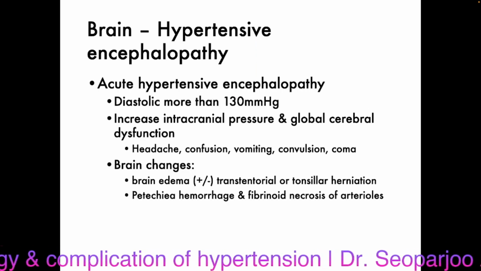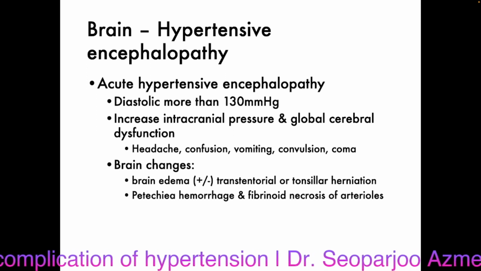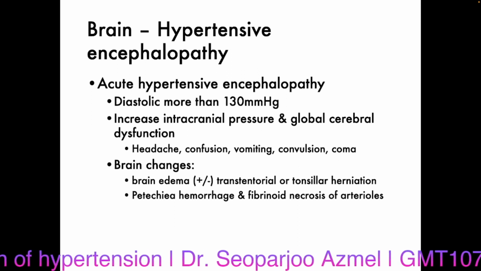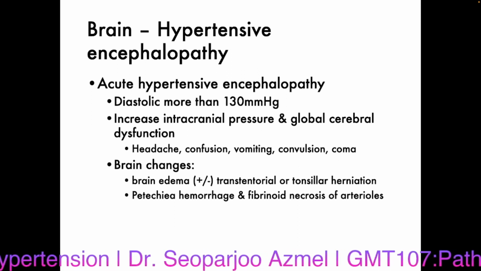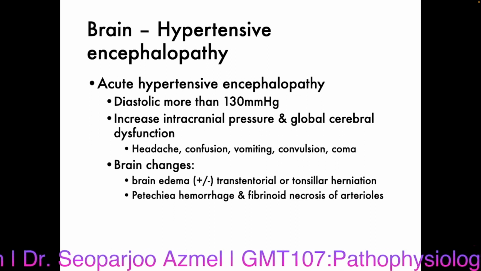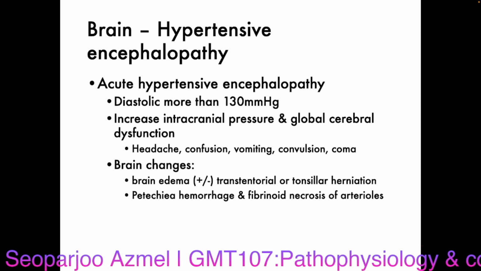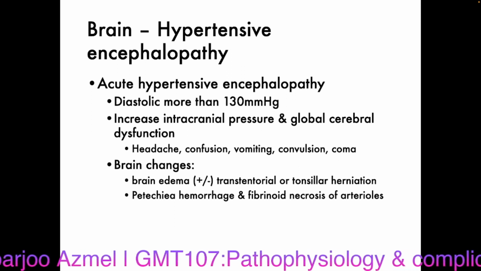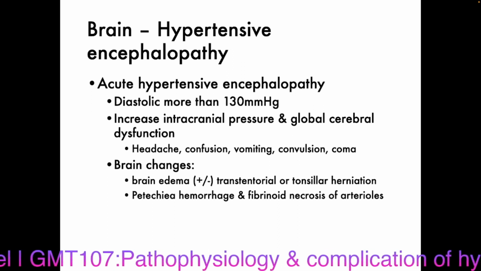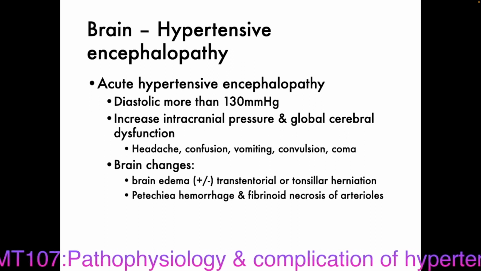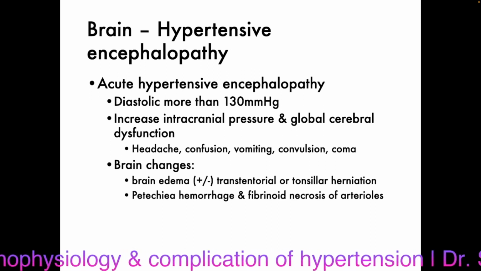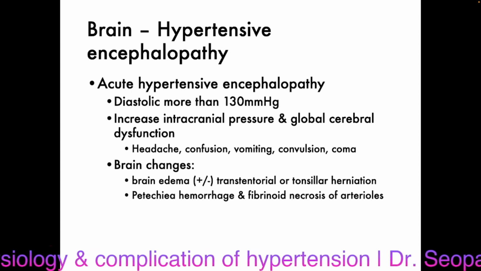And apart from hemorrhagic stroke or ischemic stroke, another complication of hypertension in the brain is hypertensive encephalopathy. This case usually occurs acutely, when the diastolic pressure is more than 130 millimeters of mercury. This will cause increase in intracranial pressure and also global cerebral dysfunction. Patients can present with headache, confusion, vomiting, convulsion, and also coma.